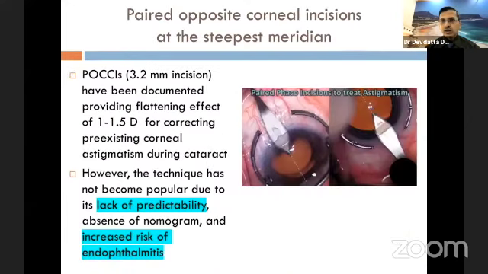Paired opposite clear corneal incisions can be done, but they lack predictability, and of course there is an increased risk of endophthalmitis. So it is not routinely done.